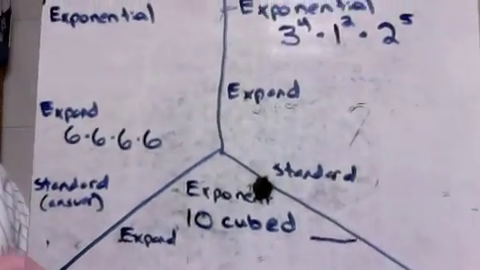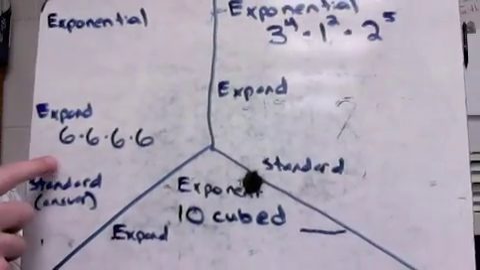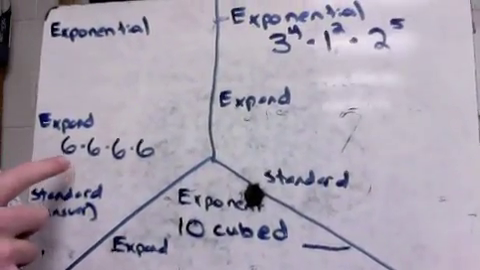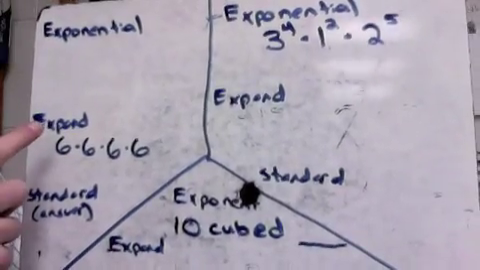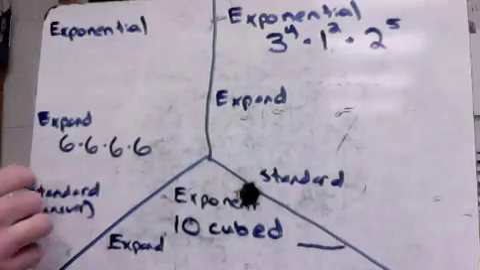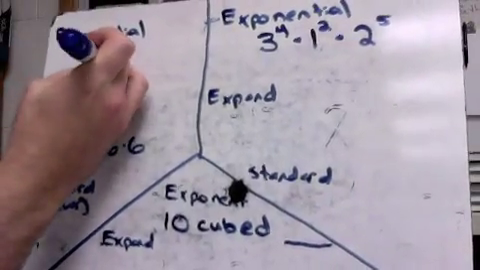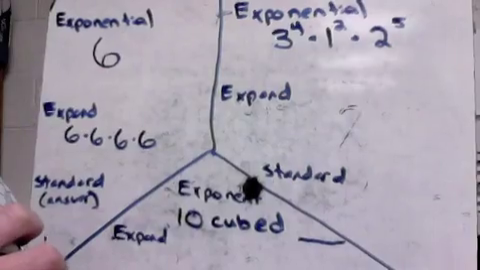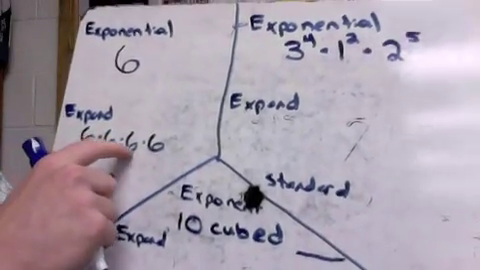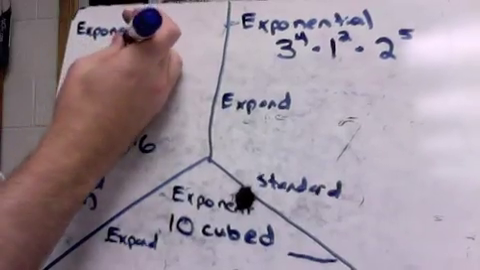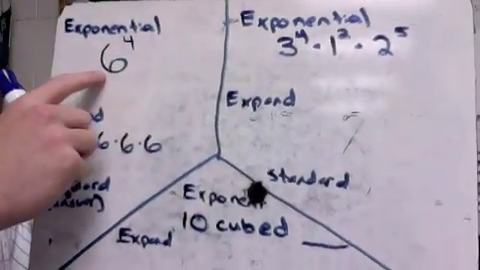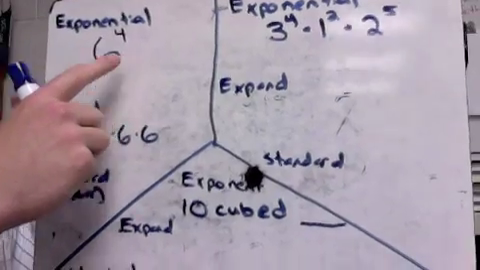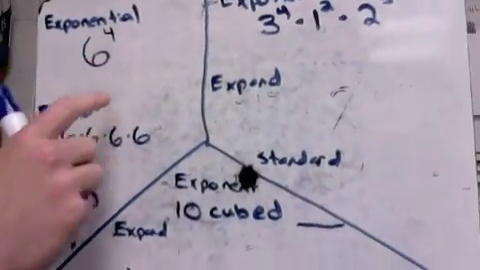Alright, let's see how you did. We'll start with this one. Exponential form, or written with an exponent. Our base is 6. Our exponent should be 1, 2, 3, 4. We've got 4 6s. 6 to the 4th power, or 6 to the power of 4.